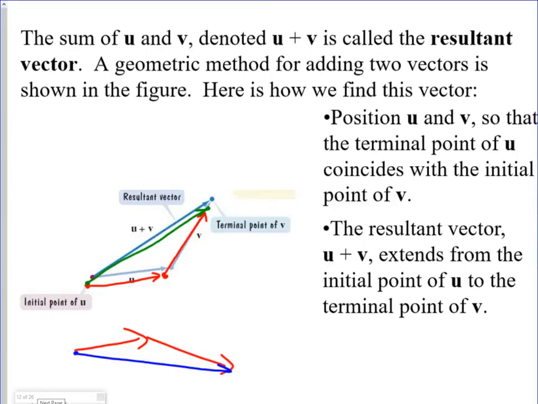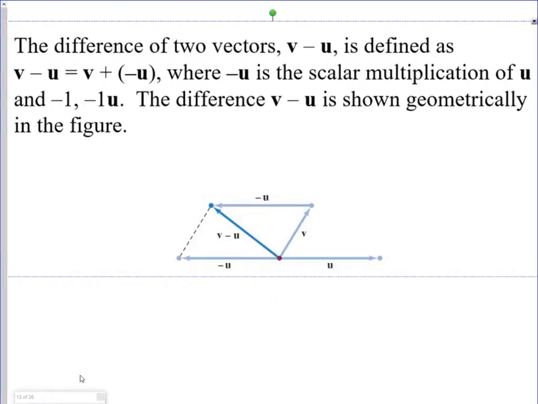Subtraction. It's not as straightforward. Let me go and show you that one real quick. You guys see that? Okay. So this is the difference between V take away U.